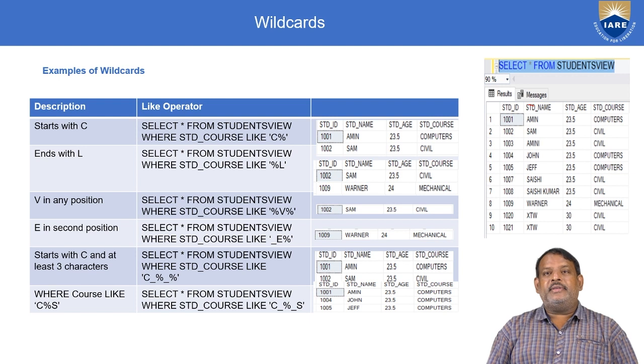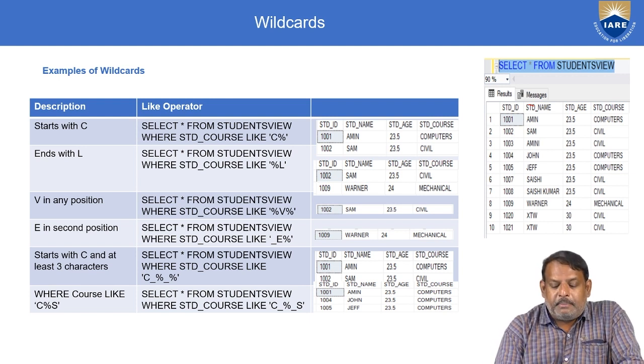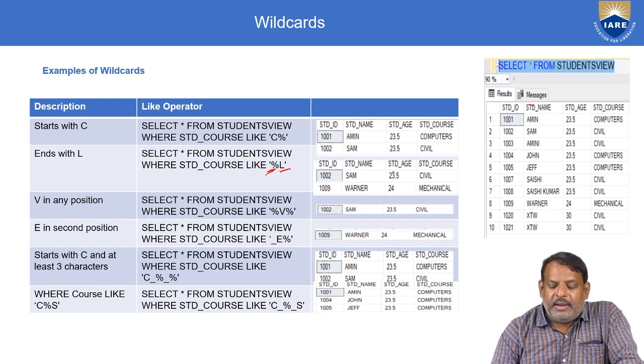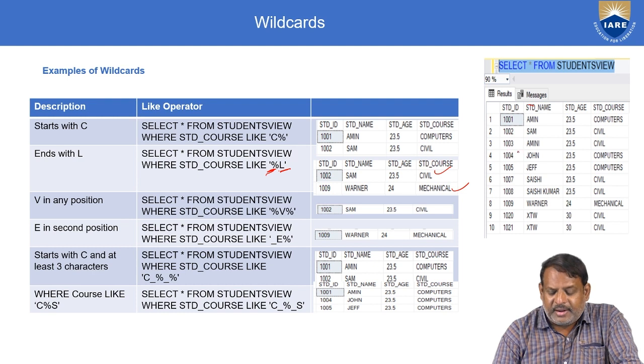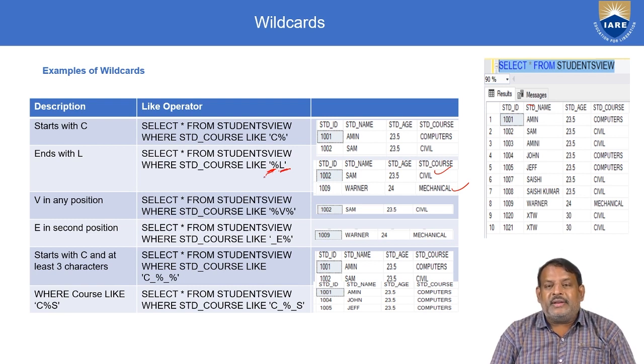ends with L, that means my first letter can be anything. My last letter should be L. So I'm saying percentage L means the last letter should be L. That means it could be civil or mechanical, not computer science or electrical, because it should end with L. The initial can be anything. So that is how to find by the last letter.